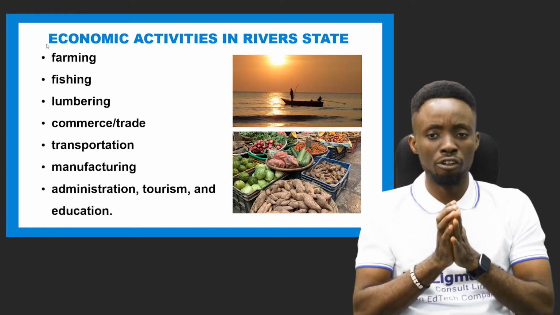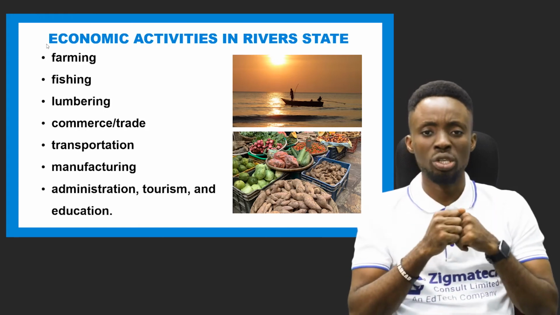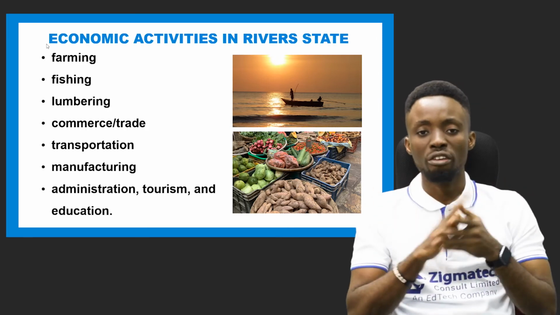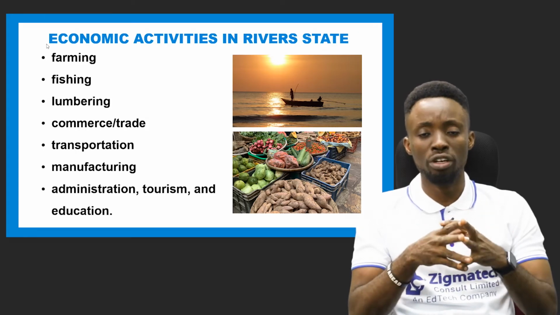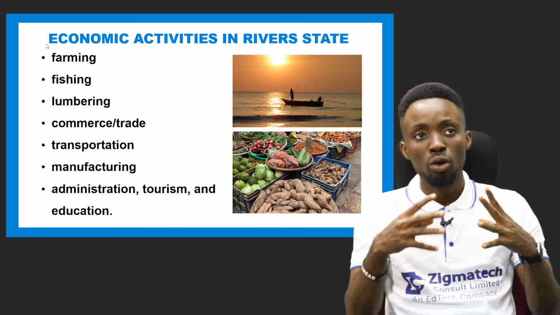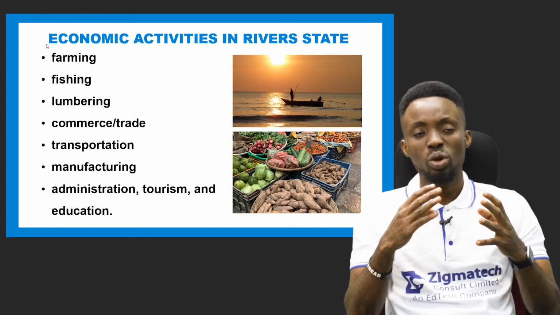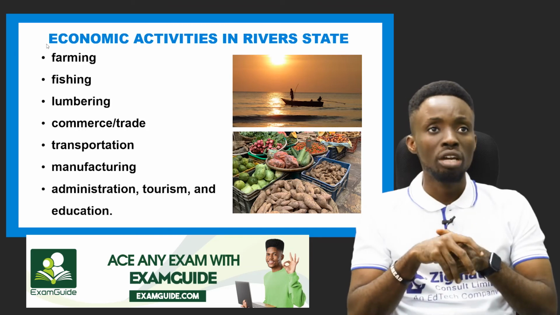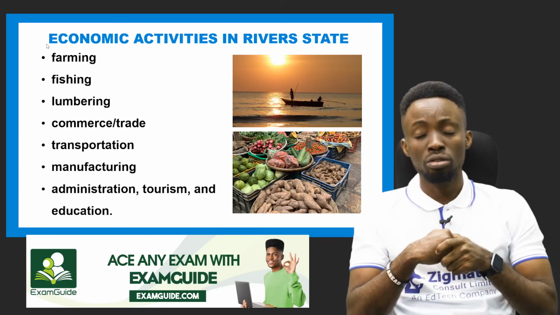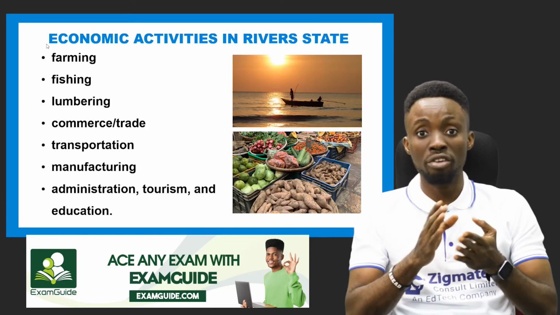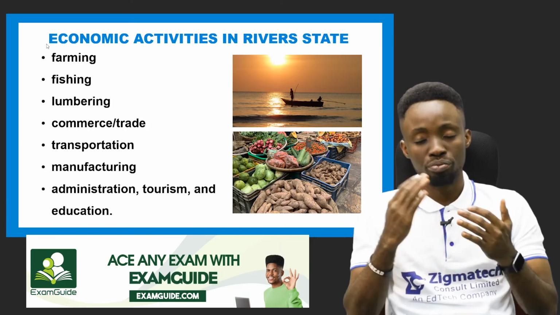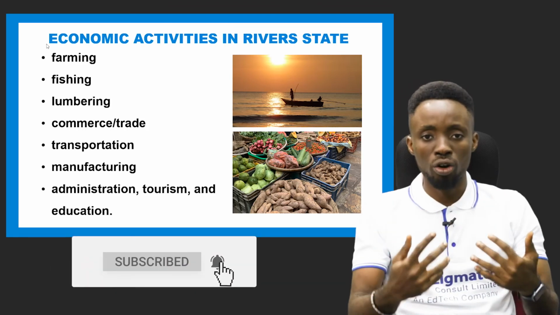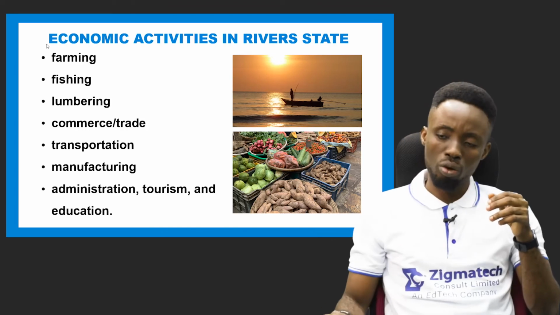Now, apart from these, we also have education as one of the economic activities that is flourishing and thriving in Rivers State. When you come to Rivers State, we have lots of tertiary institutions, like universities, polytechnics and monotechnics, and Colleges of Education. We also have a large number of secondary schools, private or public, and we also have primary schools, all present in Rivers State, going on a daily basis.